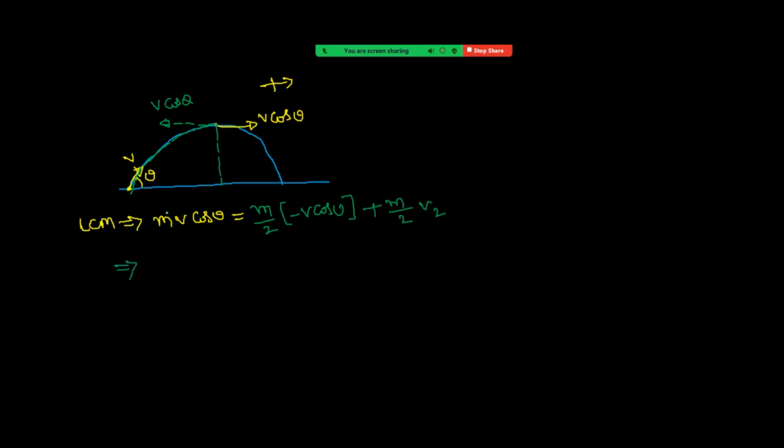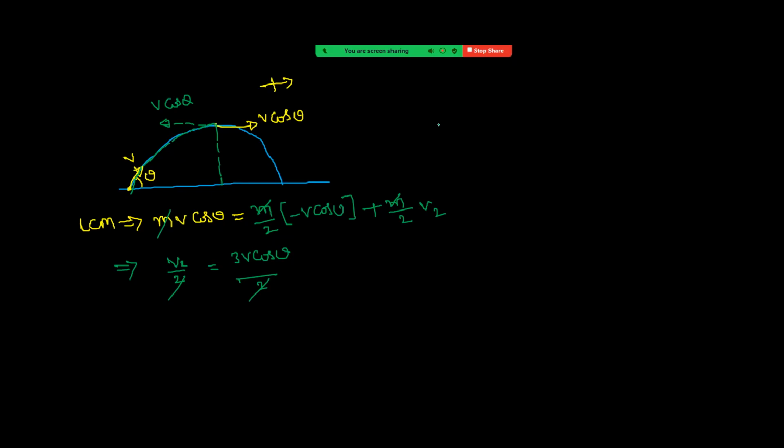Now simplify this. Mass cancels throughout. m v cos theta equals minus m by 2 v cos theta plus m by 2 v. That gives v by 2 equal to 3 v cos theta by 2. That means the velocity equals 3 v cos theta. So by applying the momentum equation, remember we have taken the momentum equation along the horizontal. Now let us do one thing.